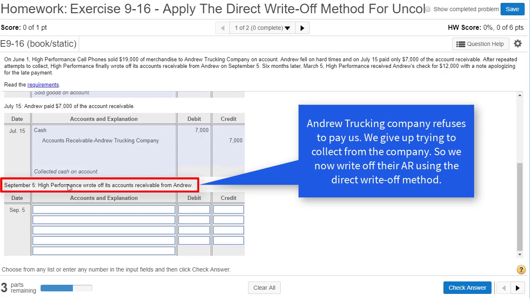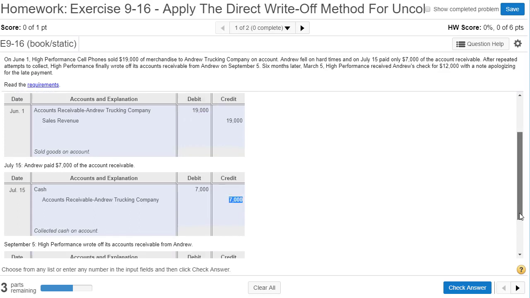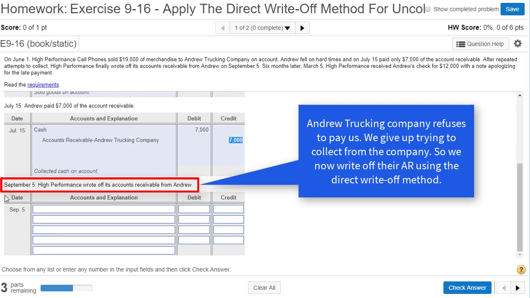Remember, we're High Performance. We're going to write off the accounts receivable from Andrew. So what has happened over the months is we've called Andrew Trucking Company and said, you owe us the rest. Remember, they owe us the balance. They owed us $19,000. They paid off $7,000, so they owe us $12,000. We've called them, we've sent them letters, and they still haven't paid it off. So on September 5th, we've decided they're not going to pay it off. So at that time, we have to remove the amount that they owe.